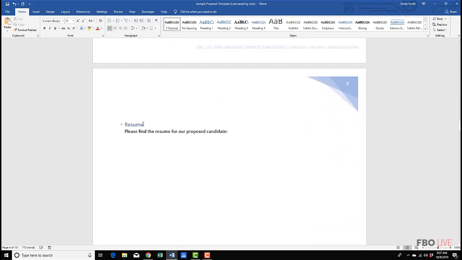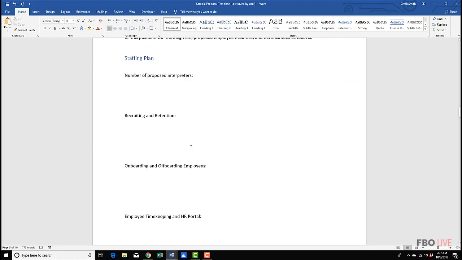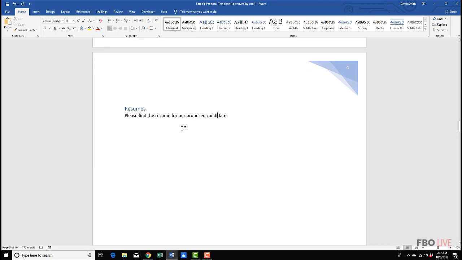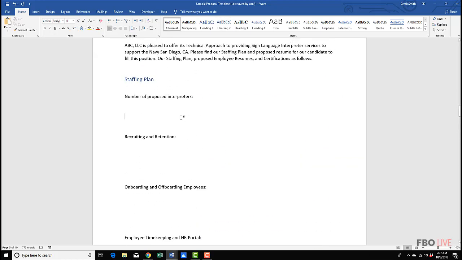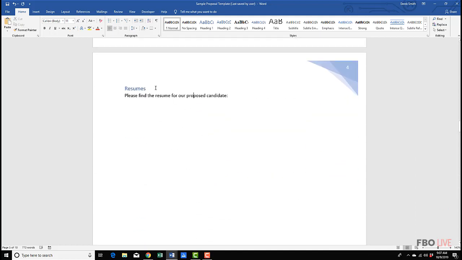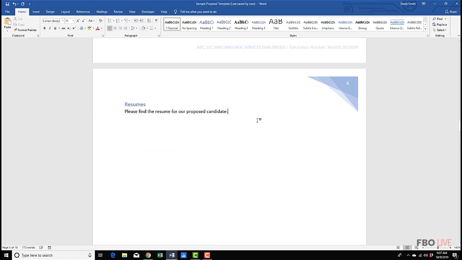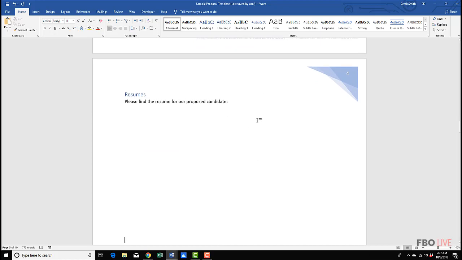And then next, resumes. This is the next subsection under the technical approach after your staffing plan. And this resumes is where you will attach the resumes. You'll include the resumes for each proposed candidate based off of this number of proposed interpreters. And expand on that, give them a few sentences at least. And then have the resumes in this subsection to line up with whatever you stated. And then we'll do one more section.